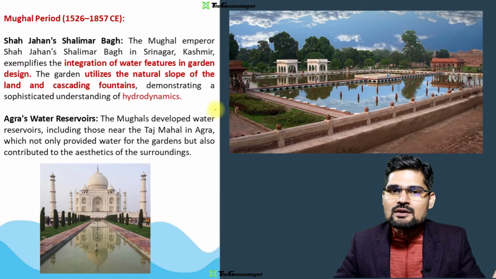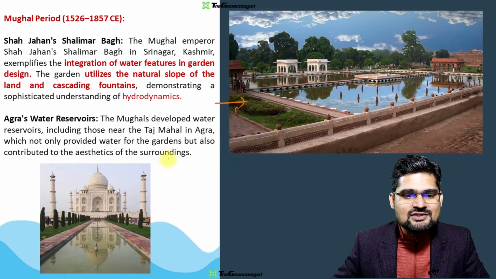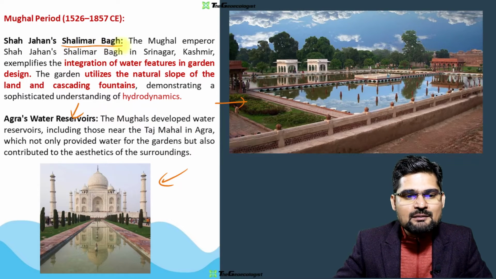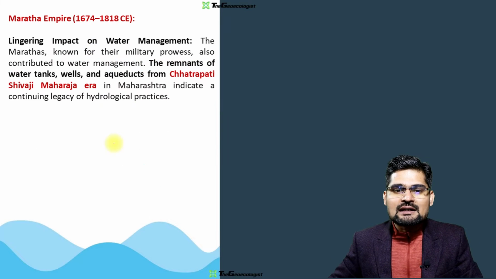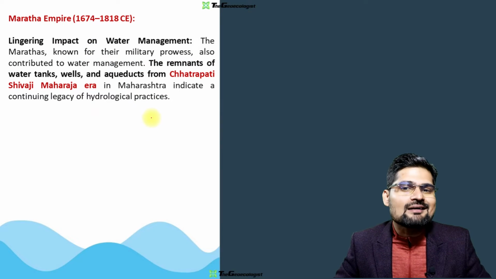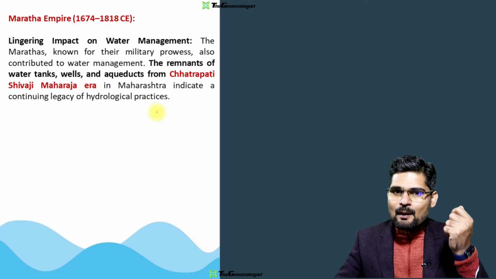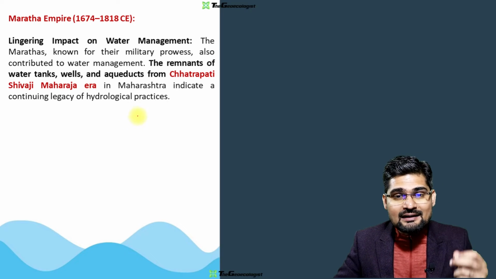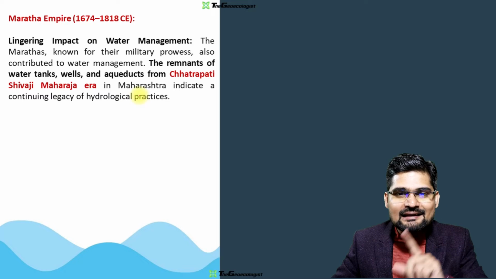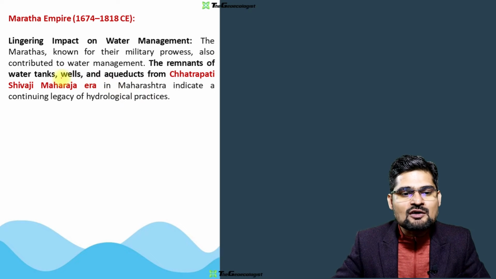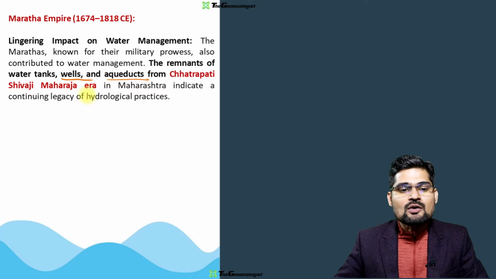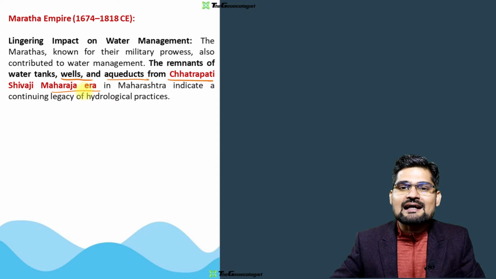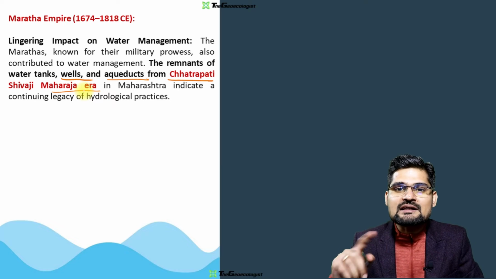Now coming to the Mughals, you have seen this kind of structures, hydrodynamics and understanding in Agra's water reservoir, in Shalimar Bagh, which is their contribution. Then further, if you see the great Marathas, remember the Maratha empire was very important for agrarian transformation, agricultural transformation and tank irrigation, apart from creation of wells and aqueducts. During Chhatrapati Shivaji Maharaja's era, a lot of hydrological understanding developed further and a lot of creations you'll observe.